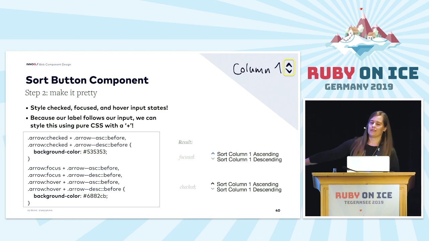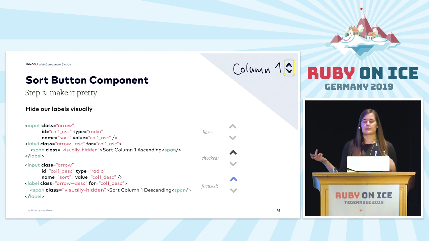I can do that because of the cool plus operator in CSS, which allows me to style my label element based on the state of the element which directly precedes it in the HTML document object model. So because my input element directly precedes my label element, I can write CSS rules which will change the color of my labels, or the color of the before element of my labels, so that I get this behavior. So whenever my arrow is checked, it will show up as being dark gray. The next thing is that I want to put this in a column header in my table, so I also want to visually hide my labels, and I can move them off screen by wrapping them in a span with a class visually hidden.